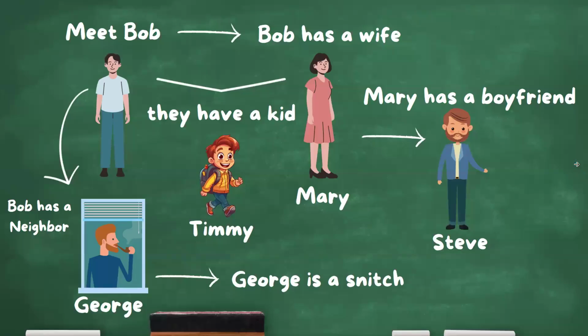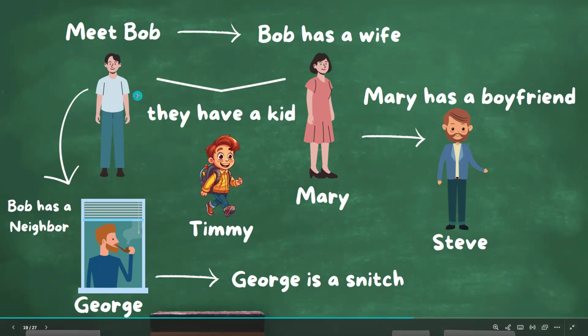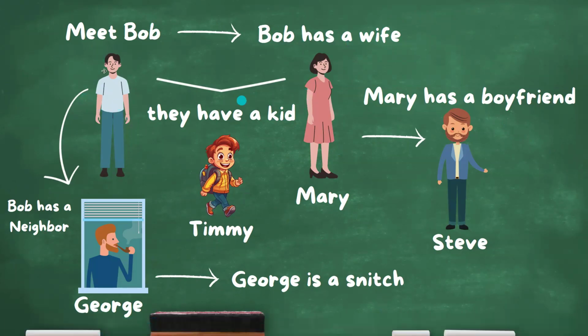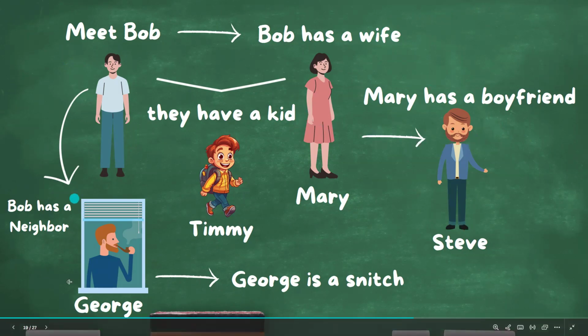So we have a situation here, and I've been borrowing this for years from Dr. Otatula, who first demonstrated this process to me. These are our people involved. We have a guy named Bob, and Bob and his wife, Mary, have Timmy as a child. However, Mary has a boyfriend, Steve, and George is the neighbor that lives next door to them.